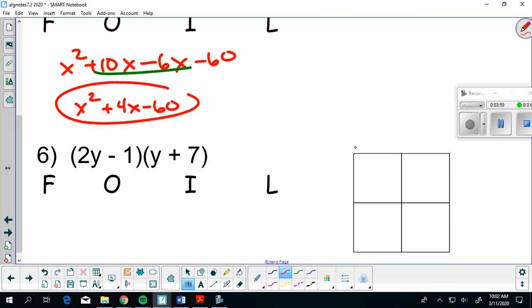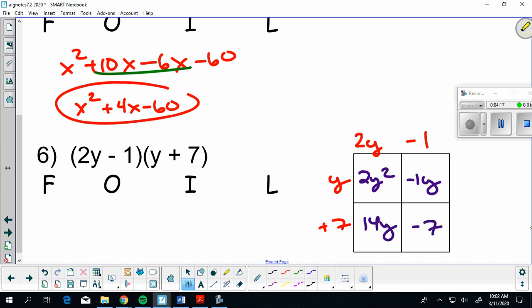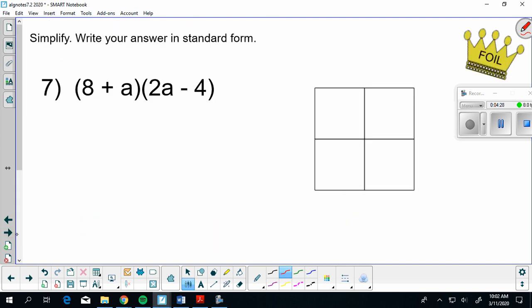Okay, we'll use the Punnett square this time. 2y minus 1 and y plus 7. So 2y times y is 2y squared. y times -1 is -1y. 2y times 7 is 14y. And 7 times -1 is -7. Again, I'm going to combine those diagonals because they're like. So 2y squared plus 13y minus 7 is my final answer.